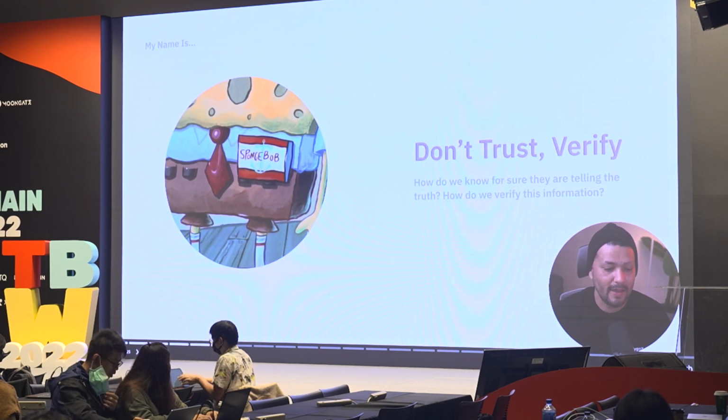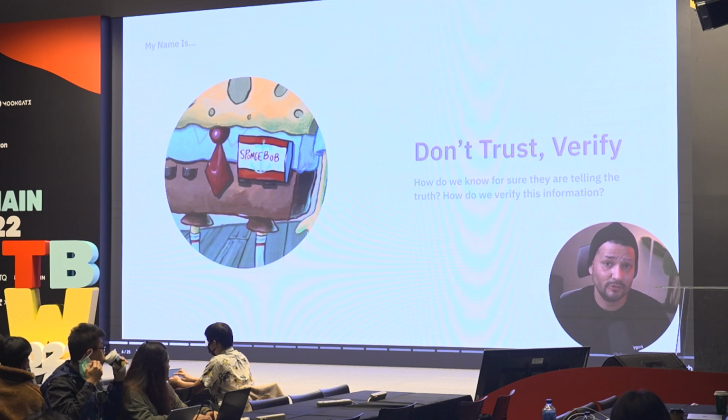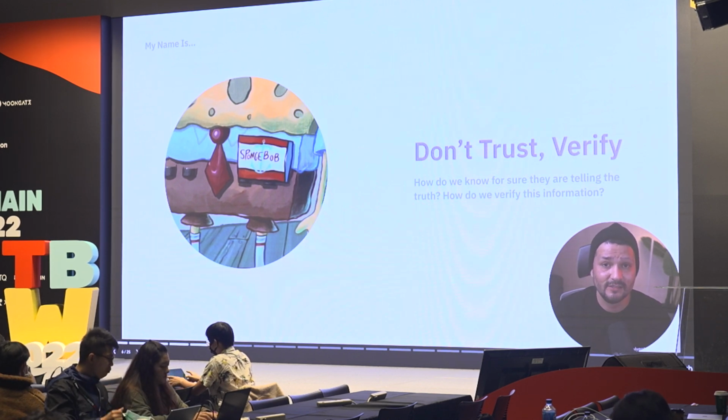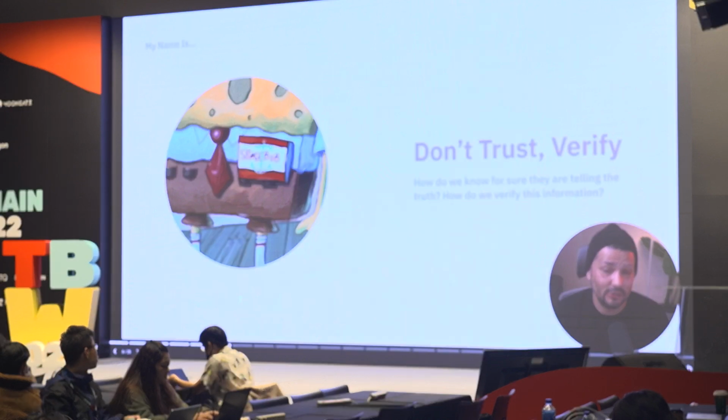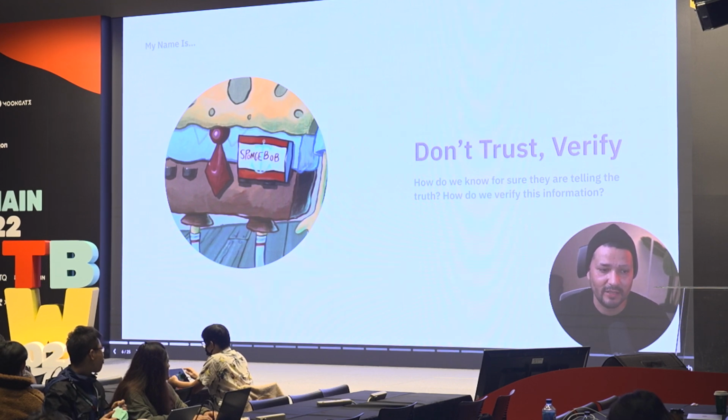But in the mantra of Web3, we have this idea of not trusting things, but just verifying them. So there's got to be a way to verify on the blockchain, or somehow verify, that SpongeBob is saying exactly who he is. How do we verify that he's not just telling some story or inventing a name? There's got to be a way that we can actually verify this, okay?